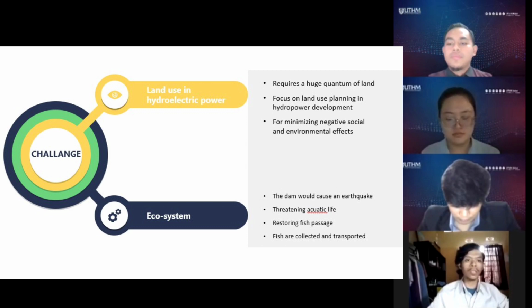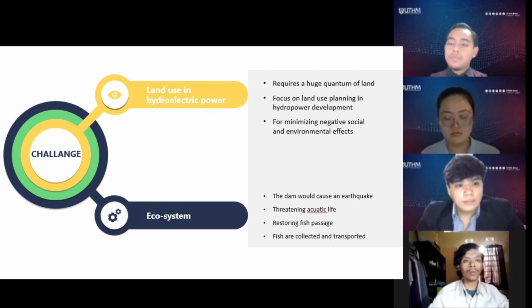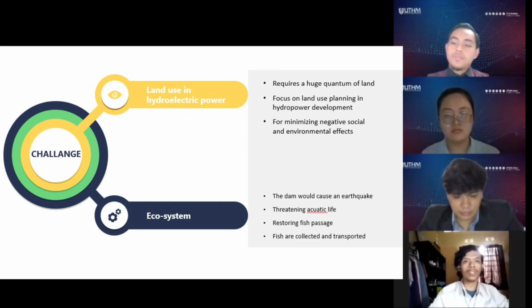So the challenge is that the developer needs a land use plan. We can see in China and in Nepal, there was no land use plan to construct the dam, so we can see that many problems have occurred.